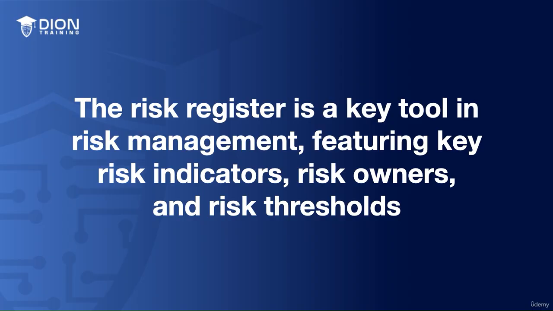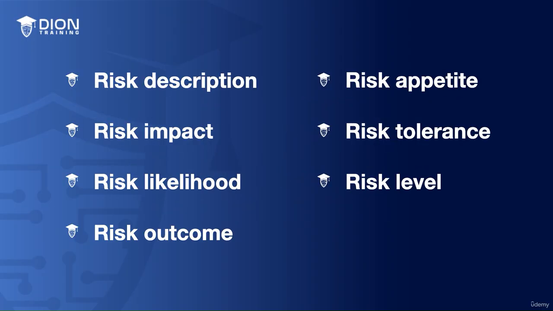Now, this includes a list of key risk indicators, the risk owners, and the risk threshold. We will also discuss some other related concepts, such as the risk description, risk impact, risk likelihood, risk outcome, risk appetite, risk tolerance, and risk level. So, what is a risk register?